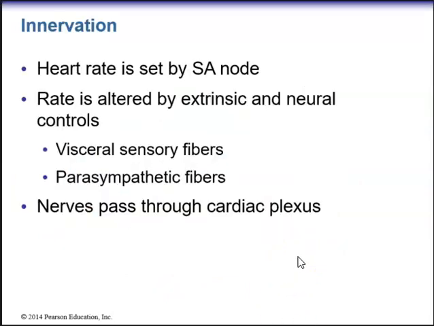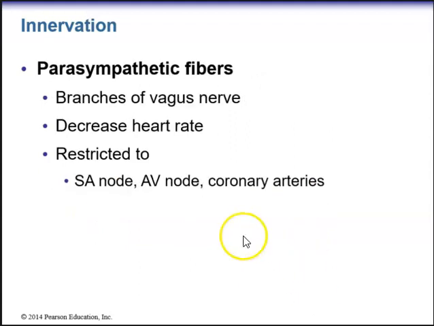With regards to innervation, again, the heart rate is set by the SA node, so it's an intrinsic system. Rate is altered by extrinsic or outside factors and neural controls. So we have visceral sensory fibers as well as parasympathetic fibers. And these nerves will pass through the cardiac plexus. The first fibers we'll talk about are the parasympathetic fibers. The parasympathetic fibers are branches of the vagus nerve, which is one of the cranial nerves.